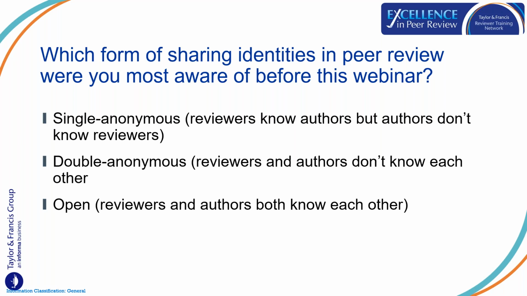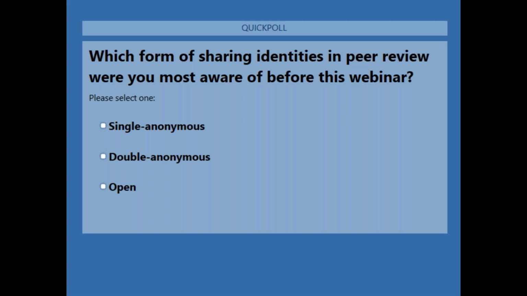Now, I do know that this doesn't always work brilliantly with everybody's web browser, and if you're joining on a mobile device, then it might sometimes be a bit harder. Don't panic if you can't participate in the poll. It is not a problem at all, but it would be great to hear from you. So, which form of sharing identities in peer review were you most familiar with before this webinar happened? And you should be able to see the poll now.